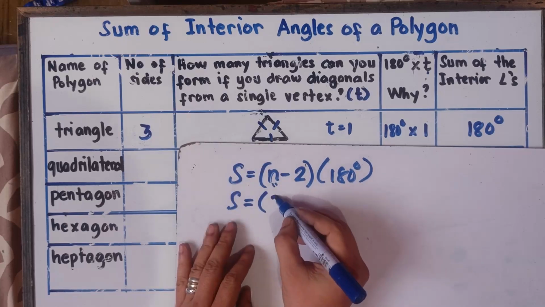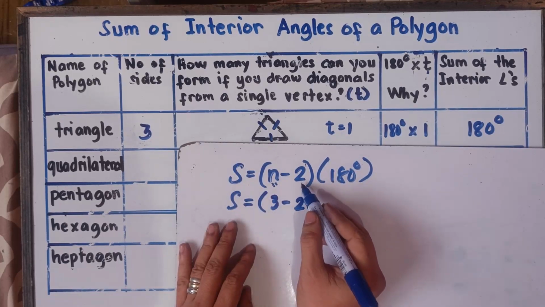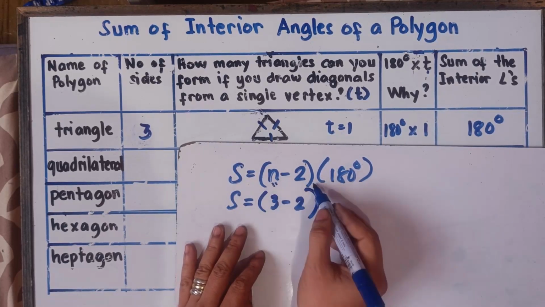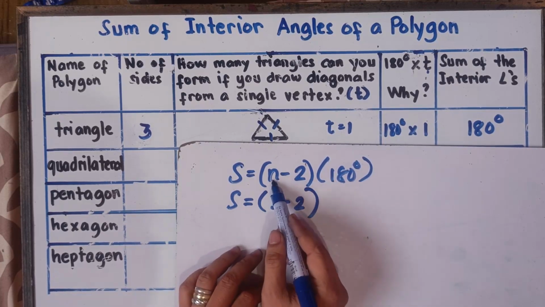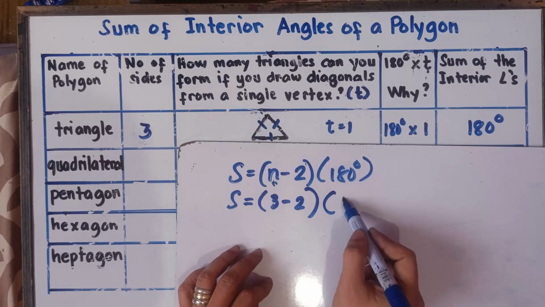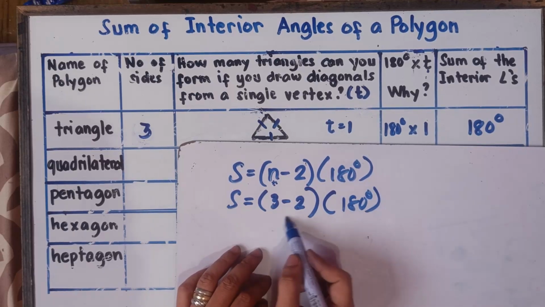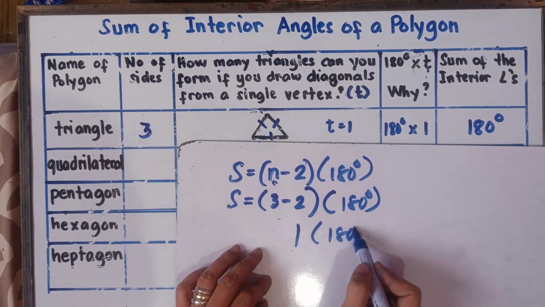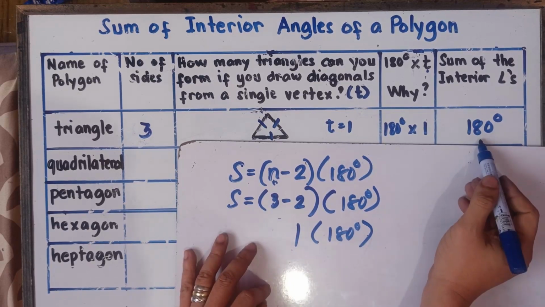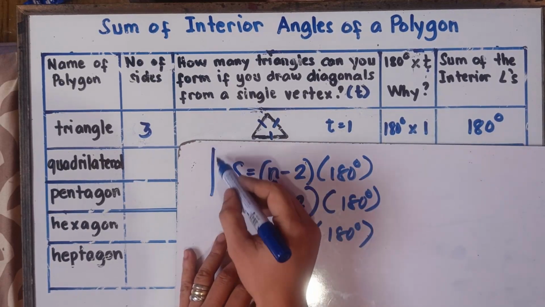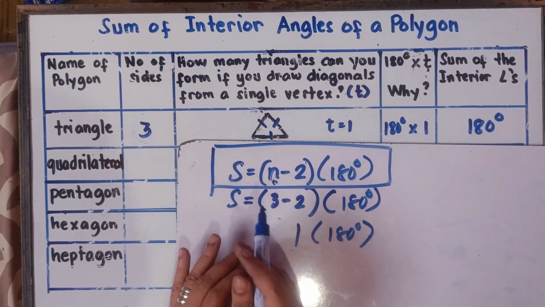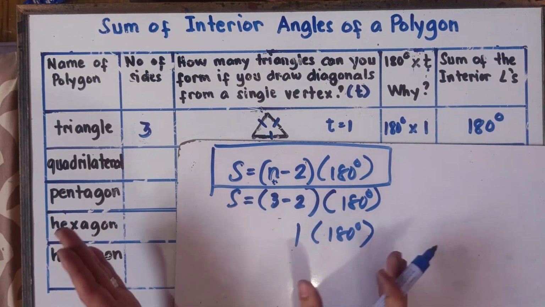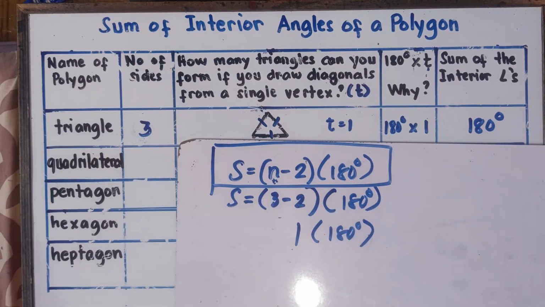So once again, class, n represents the number of sides. So we have 3 sides, 3 minus 2. The 2 in the formula is constant. N minus 2, that would be constant. So number of sides, 3 minus 2 times 180 degrees. So 3 minus 2 is 1 times 180 degrees. You will get the same answer, class, 180 degrees. This is the formula, class, in finding the sum of interior angles of any kind of polygon. This will be your formula, class.